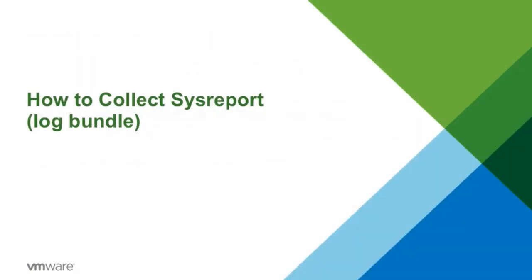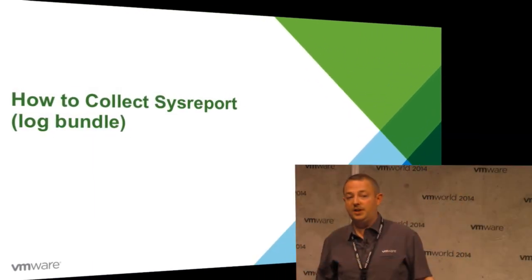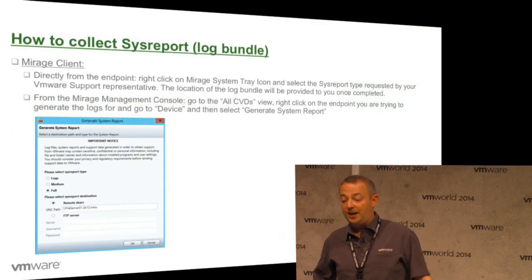And then if you have any problem, you can open a support request via VMware support. And if you need to collect the Sysreport and provide the logs to the VMware support, this is how you generate them. So from the client, it's very easy. You just need to go to the notification area, right-click on the Mirage Client, and generate the full Sysreport. And then you can provide that full Sysreport to VMware support.